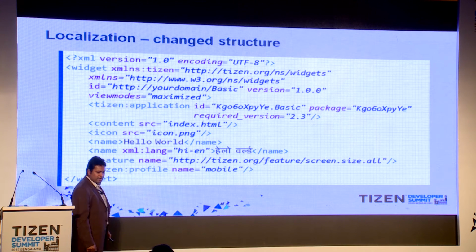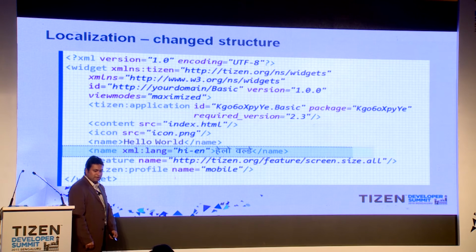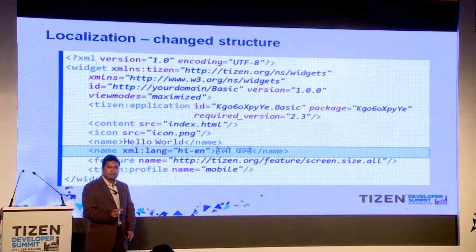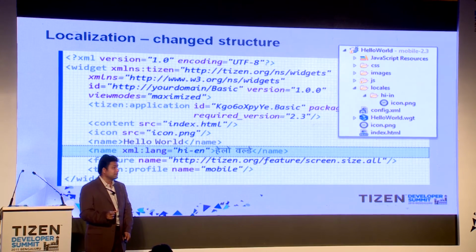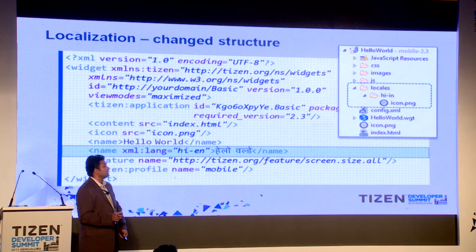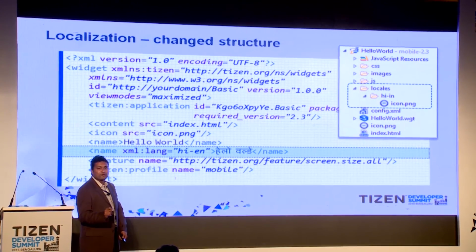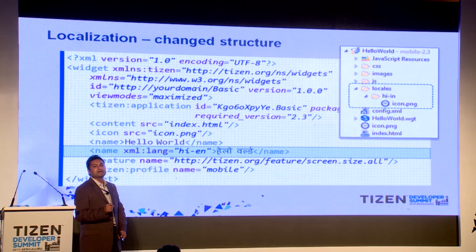Now let's see with this small modification what effect I have made to the configuration document. You can see one new name element has been added which shows the name in Hindi. It also shows that the structure of the application has been changed, wherein we have a new locales folder with a hi-in subfolder which contains a Hindi icon inside it.